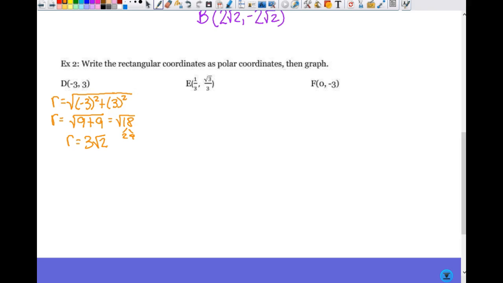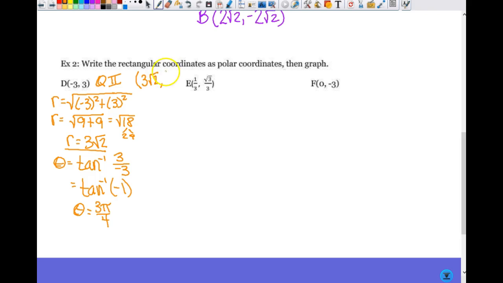Okay. And then remember we have to take the quadrant into account here. What quadrant is this in? Negative 3, 3. Second. So it's in quadrant 2. And then so this is the r. I know that theta is equal to the tangent inverse of y, which is 3, over x, which is negative 3. So that's equal to the tangent inverse of negative 1. And that value in the second quadrant would be what? 3 pi fourths. I knew what you meant. 3 pi fourths. So my ordered pair here then is 3 square root of 2, comma, 3 pi fourths.